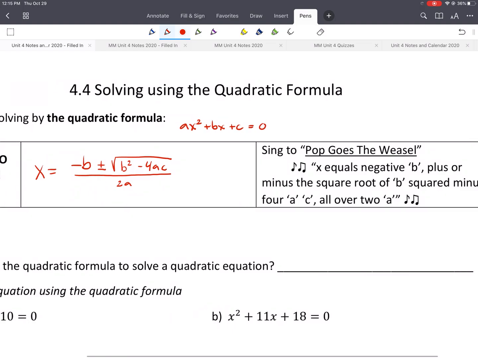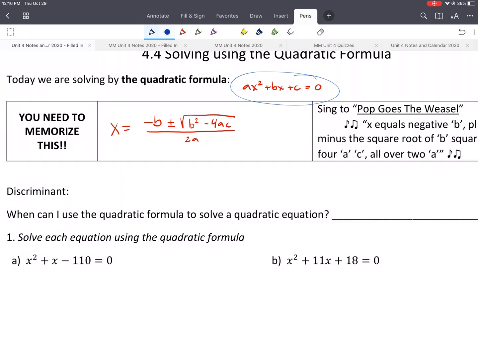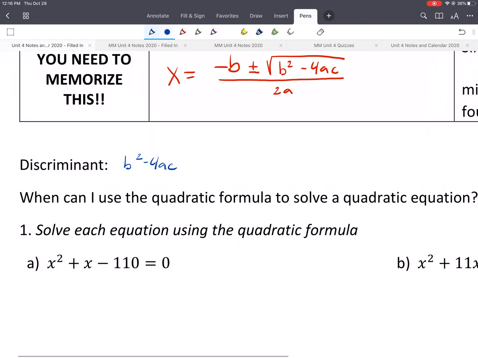Great, good job. Just remember a, b, and c are just those coefficients and the constant that we talked about right here. First thing, we may be talking about the discriminant. The discriminant is the stuff inside that square root. So the discriminant here is b squared minus 4ac. We can look at the discriminant and decide what type of solutions we'll have. If I ever talk about the discriminant, it's just what is inside the root.